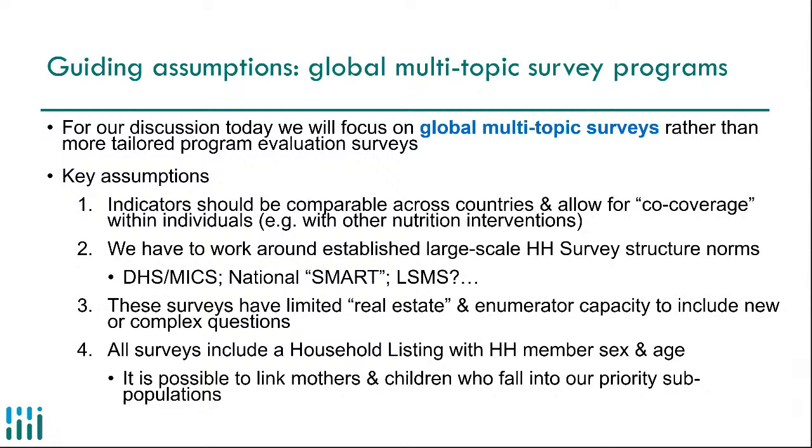And number 4, all surveys include a household listing with household member, sex, and age, which is great because that means it is possible for us to link mothers and children who fall within our priority subpopulations, and importantly, to look at co-interventions within the family where the mother receives a benefit and the child as well, and vice versa.